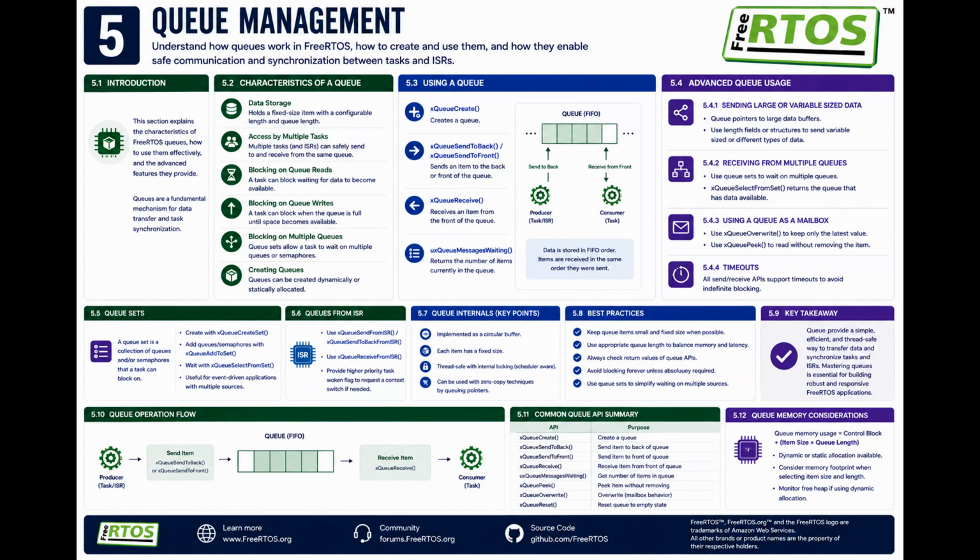FreeRTOS deliberately uses queue by copy rather than queue by reference, simplifying ownership, eliminating coupling between sender and receiver, and allowing data to cross memory protection boundaries. This section walks through creating queues, sending and receiving data, blocking semantics, and the powerful technique of blocking on multiple queues at once using queue sets. Queues are the lifeblood of inter-task communication.